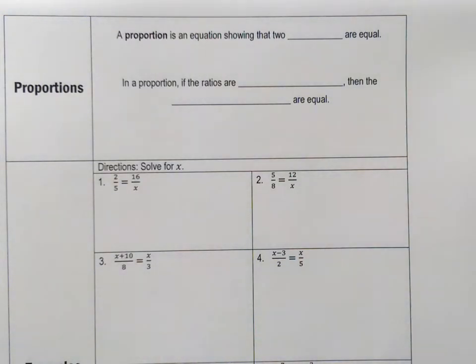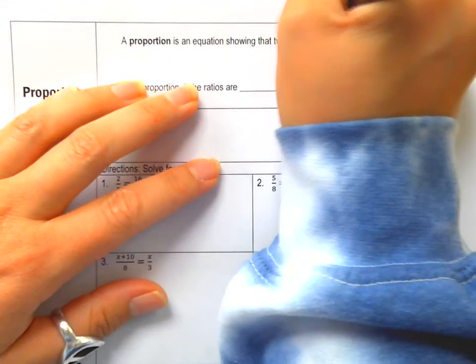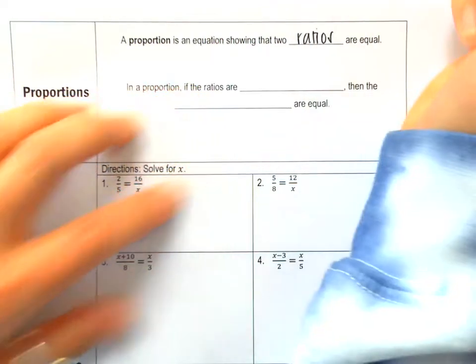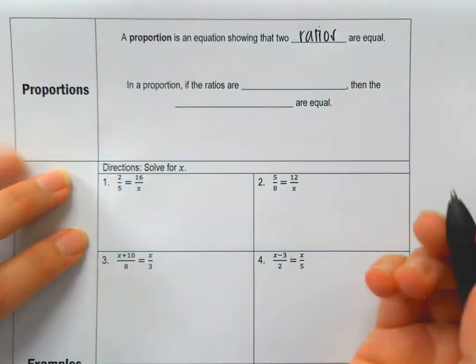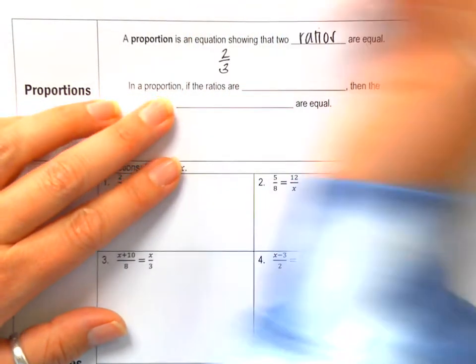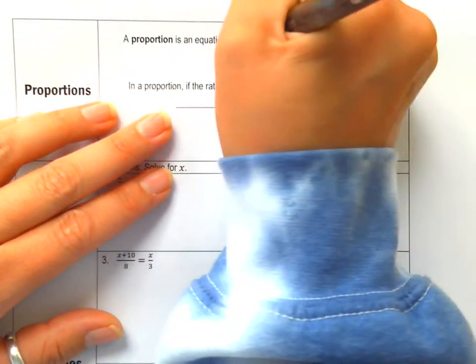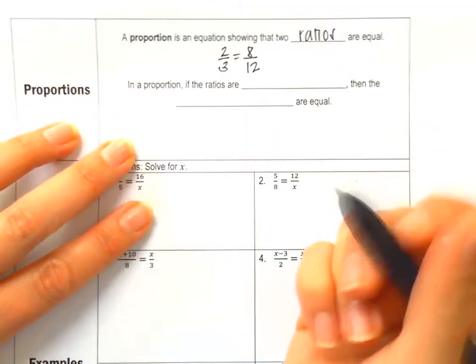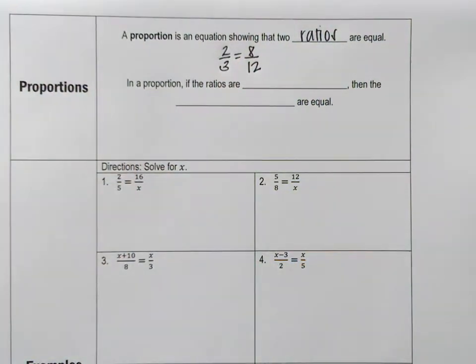Okay, so what is a proportion? A proportion is an equation showing that two ratios are equal. And ratios are just fractions. So a proportion is basically saying that two fractions, like 2/3, is equal to 8/12, which that is. 8/12, if we simplified that, is simplified to 2/3. So a proportion is an equation showing that two ratios, two fractions, are equal to each other.